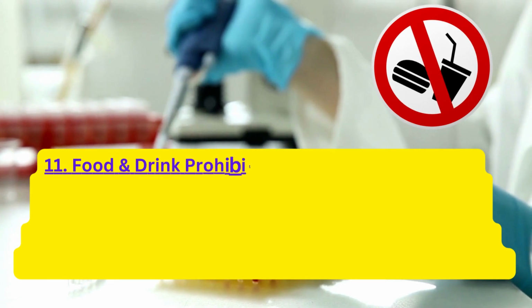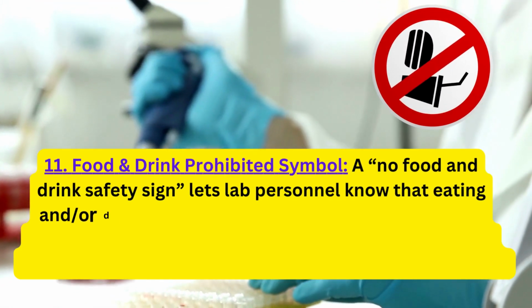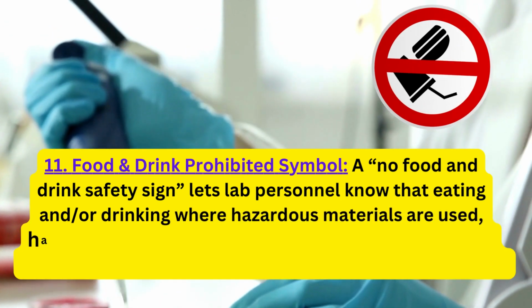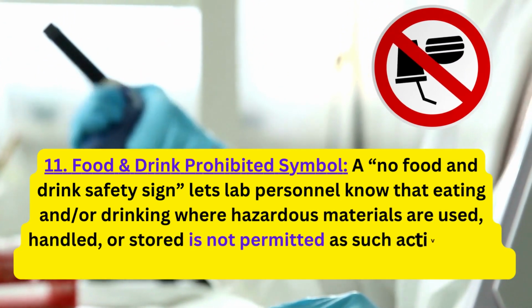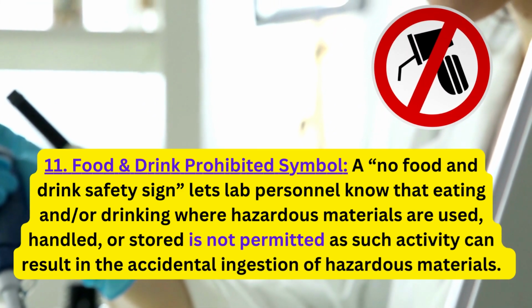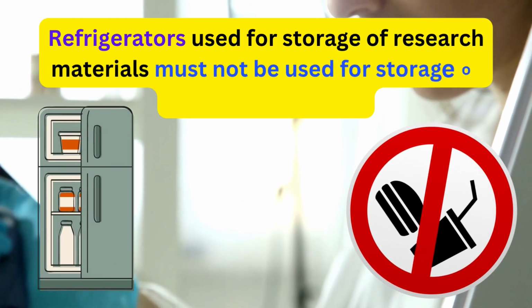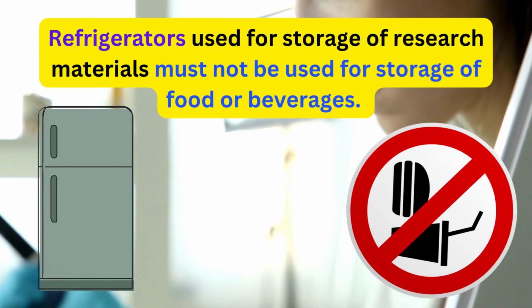11. Food and drink prohibited symbol. A no food and drink safety sign lets lab personnel know that eating and drinking where hazardous materials are used, handled, or stored is not permitted, as such activity can result in the accidental ingestion of hazardous materials. Refrigerators used for storage of research materials must not be used for storage of food or beverages.